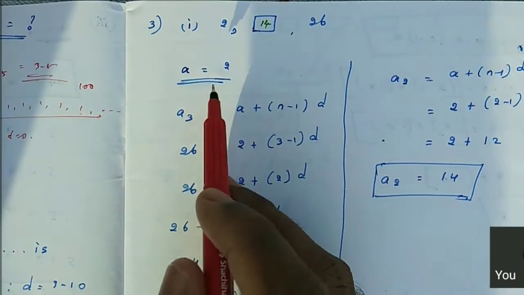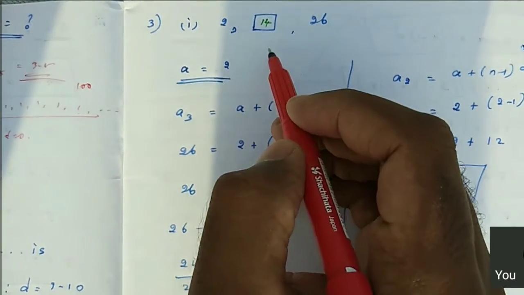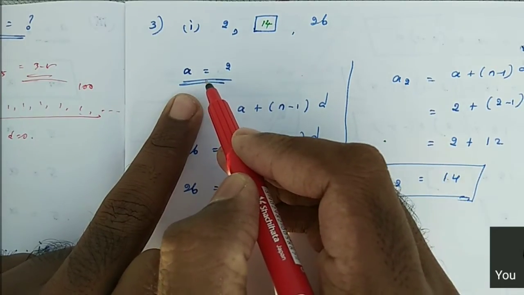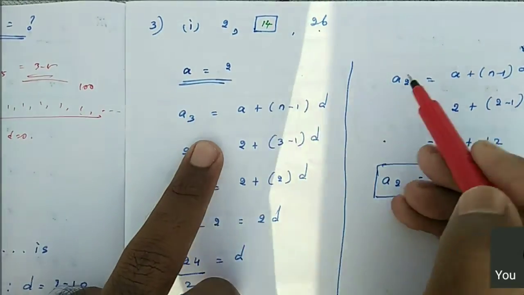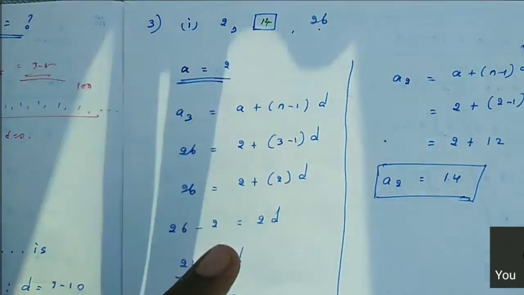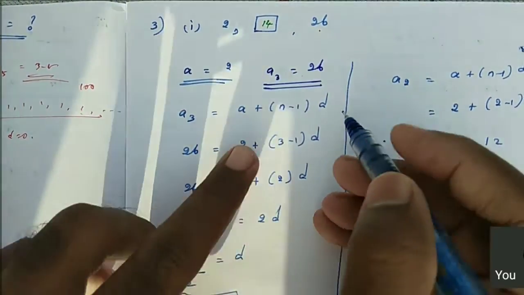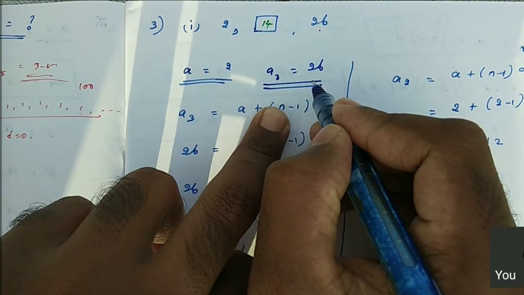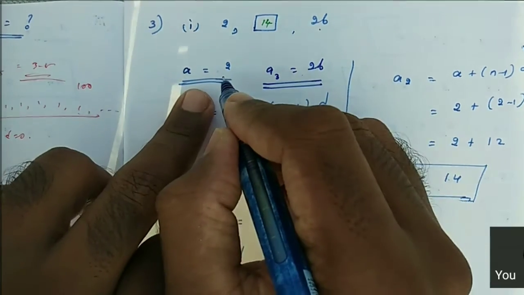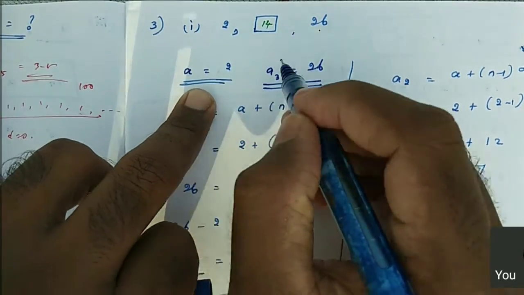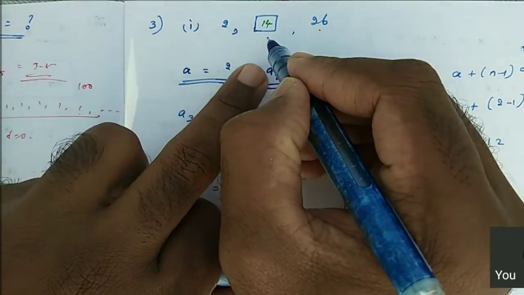In this problem, they gave the first value, that is a. The second term we need to find, and the third term. So here I have the a value, right? Then I have A3, right? What is A3? A3 is 26. So now, using the A3 value and the A value, I need to find D, because when I add D to the first term, I will get the second term.